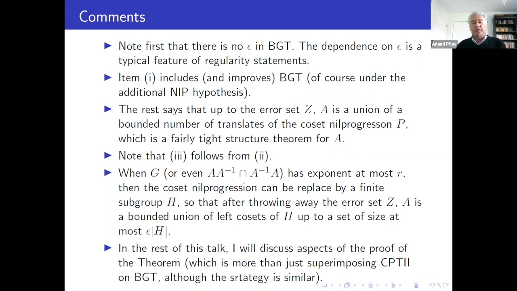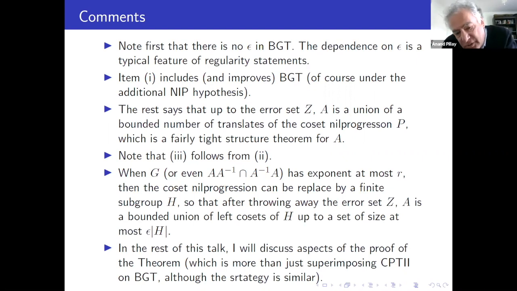I mean, CP2, T2 is in the arithmetic regularity environment, and one couldn't just directly superimpose. Although in some cases, such as the abelian, bounded exponent case, one can actually get a direct consequence of these two things. In some cases, you can reduce to a finite subgroup. You could replace G by a finite group, then apply CPT2. But in general, you can't. But the strategy is similar.